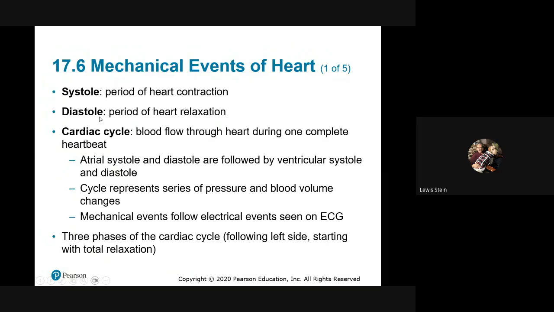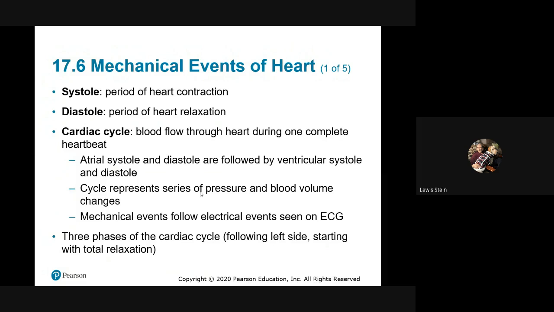Systole, contract, diastole, relax. The cycle is basically what goes on. Atrial systole, then diastole, followed by the same in the ventricle. And we reflect it in different pressure, not just your blood pressure, but different pressures and volumes that are in the chambers of the heart in particular vessels.